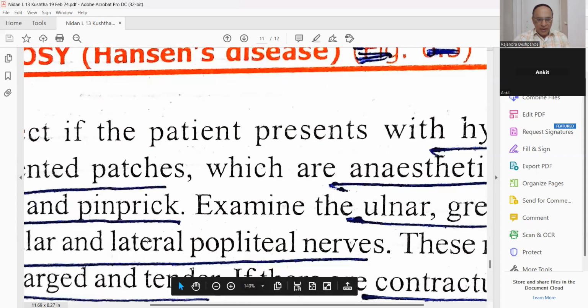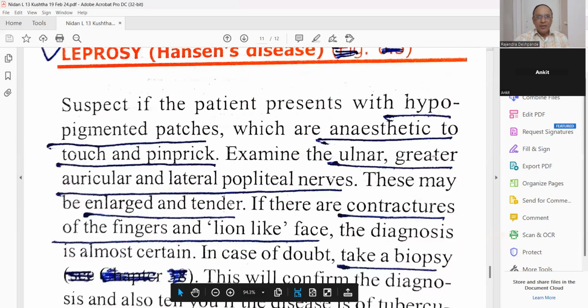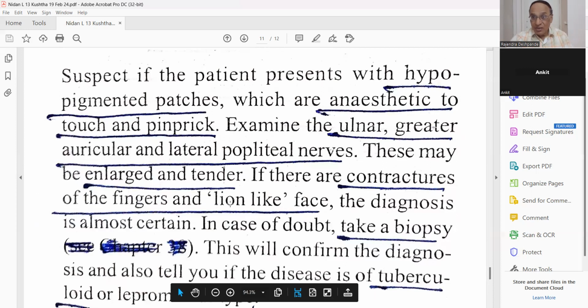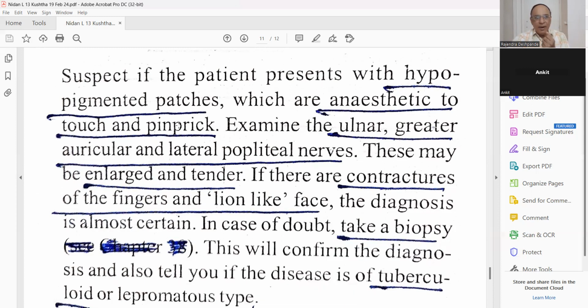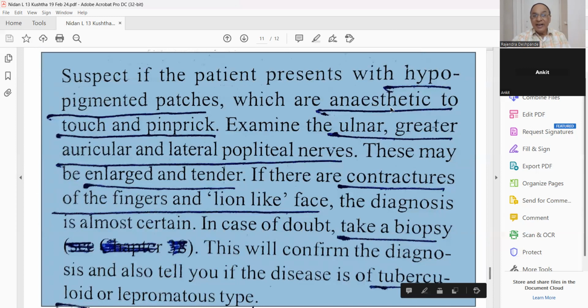Now I would like to make the screen a little bit smaller. Only 5 more minutes for today, because this is very interesting for you. This is some description about Hansen's disease in modern dermatology. When you have to suspect that this is a leprosy patient: hypopigmented patches with anesthesia to touch, a very important word, anesthetic to touch and pinprick.